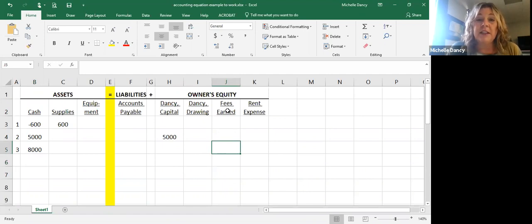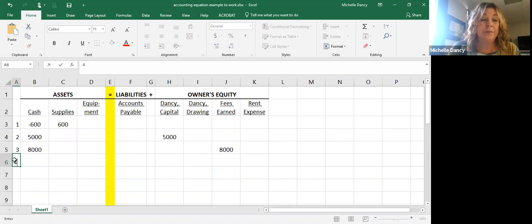Now remember, fees earned is over here under equity because fees earned is one of the things that increases equity. So I'm going to come over here and put a positive 8,000. Is my equation still in balance? Yes. If I did the math, I would have 13,000 on this side and 13,000 on this side.